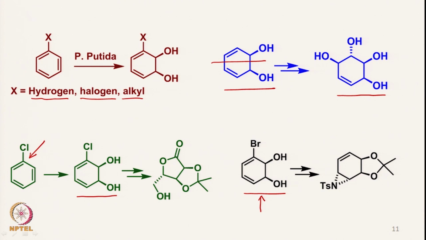Now this particular molecule has been converted to this very interesting, highly substituted cyclohexane molecule, and chlorobenzene has eventually been converted to this optically active lactone, and this bromobenzene has been converted to the corresponding 6-membered aziridine type of molecule, which is also optically active. So I would like to briefly discuss the synthesis, how they have done it.